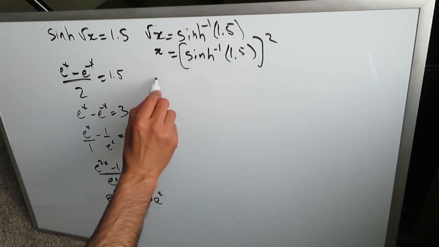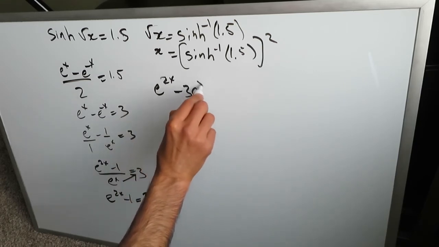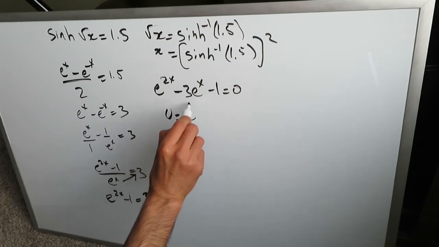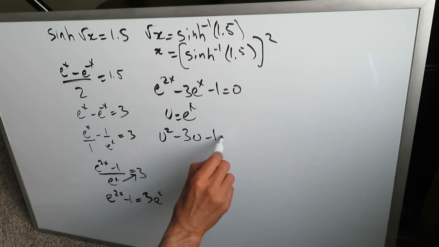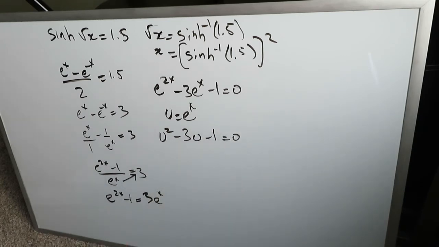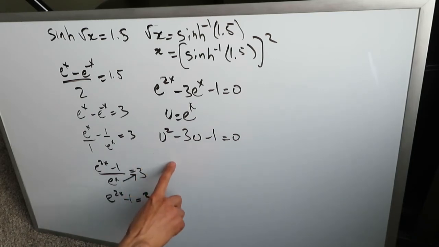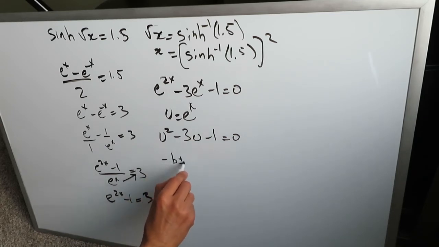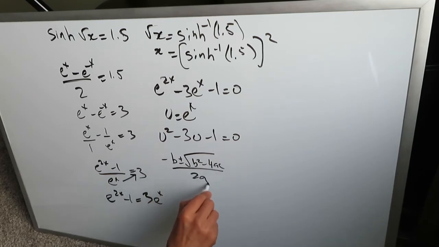Bring everything to one side so we have a proper quadratic function going on: e to the 2x minus 3e to the x minus 1 equals 0. U should equal e to the x, so you can do a substitution. It becomes u squared minus 3u minus 1 equals 0. You can run this through the quadratic formula, using the a, b and c. I'll just write it out here: minus b plus or minus the square root of b squared minus 4ac, over 2a.